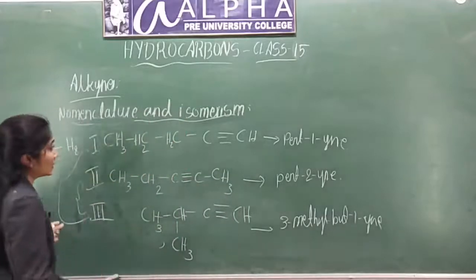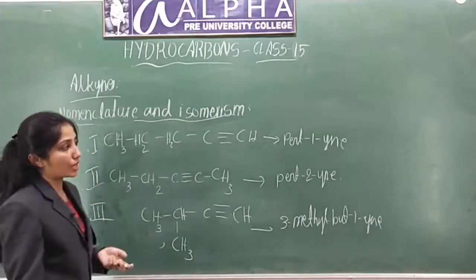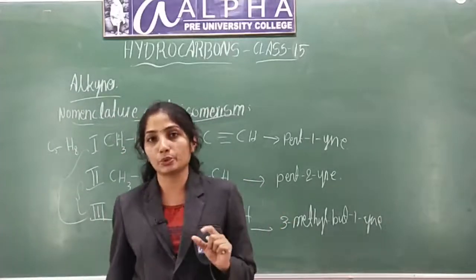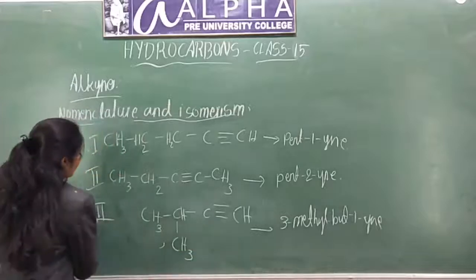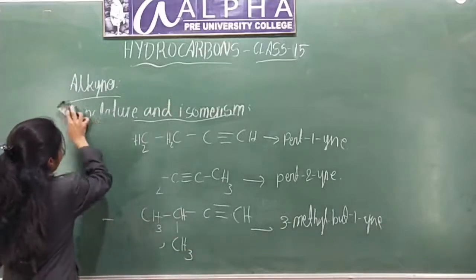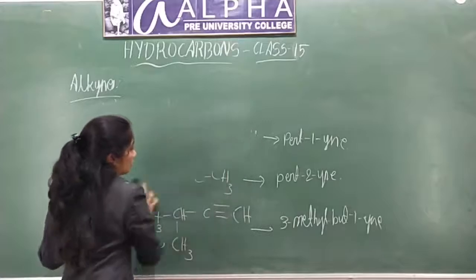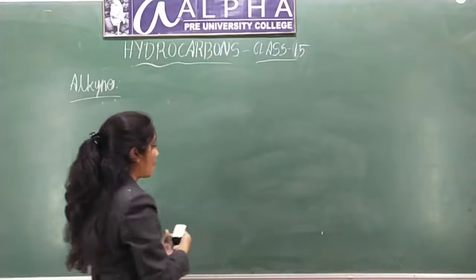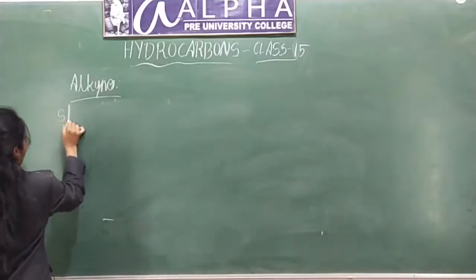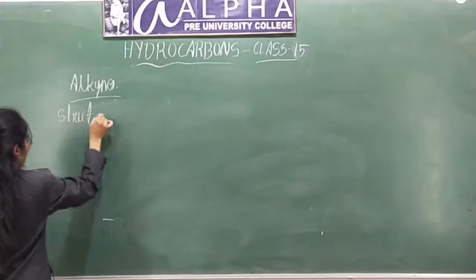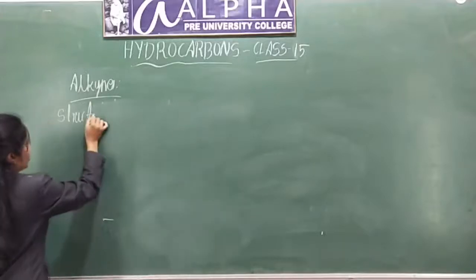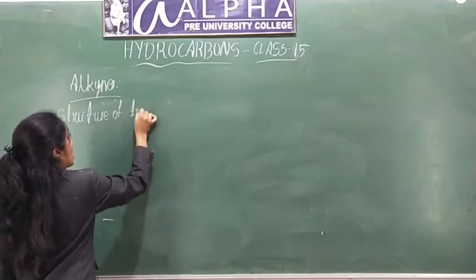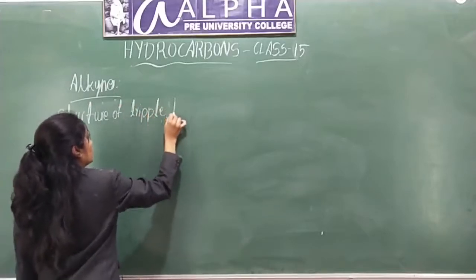So that is about nomenclature and isomerism. It shows mainly 2 types of isomers. The first one is chain isomer and the second one is position isomer. Next is the structure of the triple bond. How will the triple bond be formed?